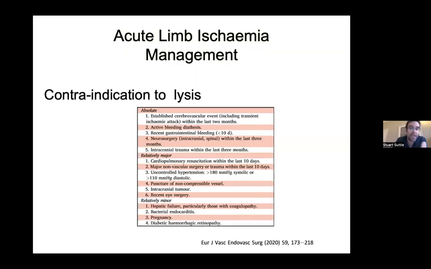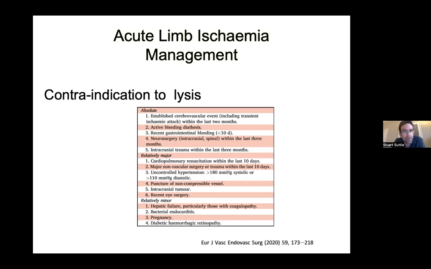There are contraindications to lysis. So if you're going to embark on it, you really need to make sure it is safe. There's no point saving a limb to not have a functioning patient at the end of it, okay? I'm not going to go into all the contraindications, but the absolute contraindications are active bleeding, neurosurgery recently, or a recent stroke, because you can get a hemorrhagic conversion of that, or any major recent trauma.